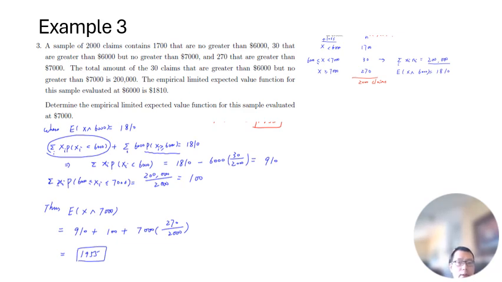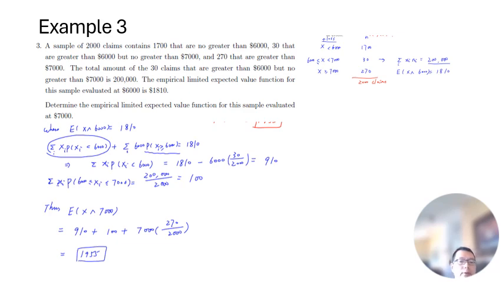First, we write out all the information on the right. If the claim is less than 6000, there are 1700 of them. If the claim is 6000 to 7000, there are 30 of them, and the total is 200,000. And if the claim is more than 7000, there are 270 of them, so there are a total of 2000 claims.